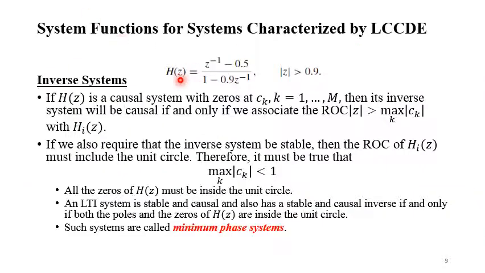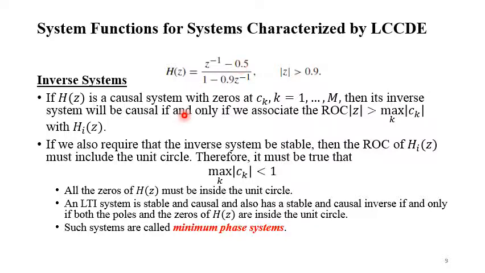Here's another example where H of z is given to you, and you're supposed to find the inverse system and also the impulse response of the inverse system. You can also tell whether the impulse response you found is stable or unstable, right-sided or left-sided, meaning whether it's stable and causal or stable and non-causal.